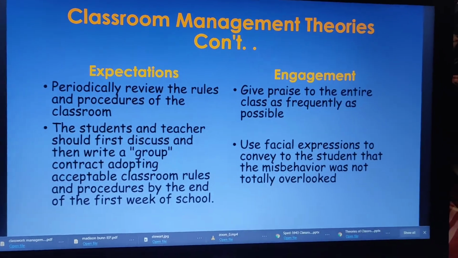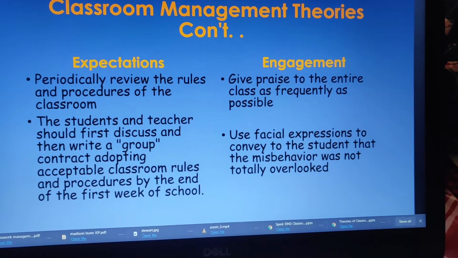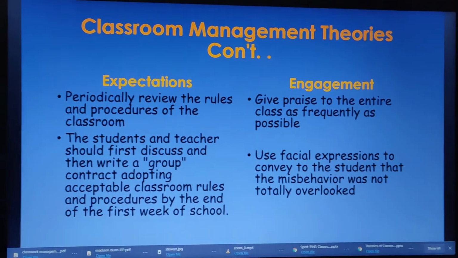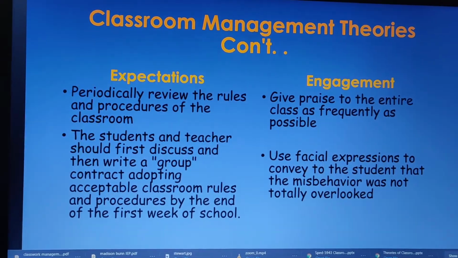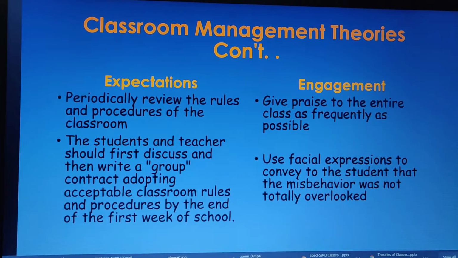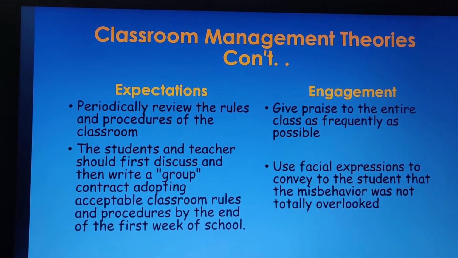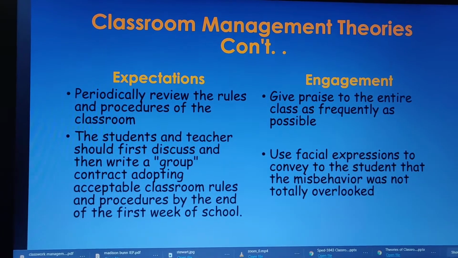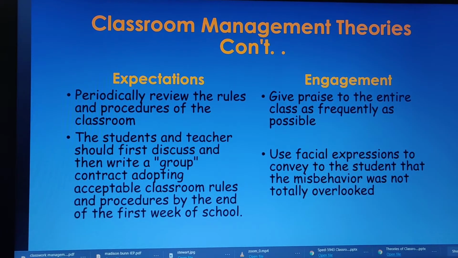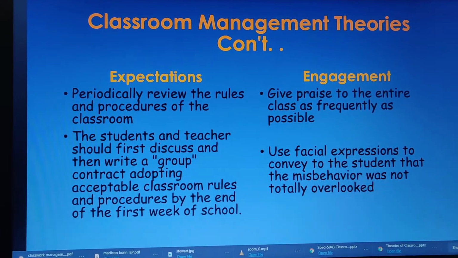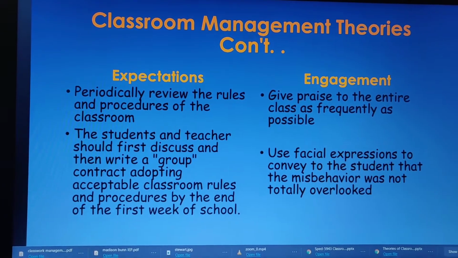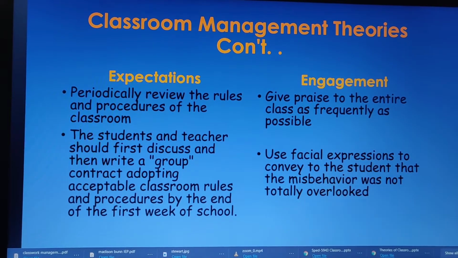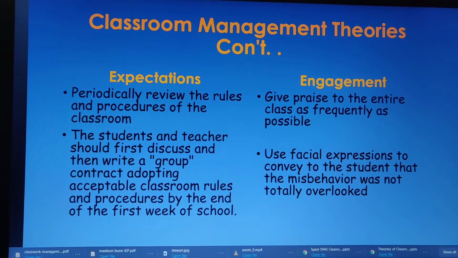Classroom management, the expectations: periodically review the rules and procedures of the classroom with your students. It's important for them to understand not only what is happening in the classroom, but what you expect of them in the classroom. And sometimes you might need to change them up, and it is okay to get their input of what is expected or what they feel like is expected, because sometimes they may feel that things do need to change. The student and teacher should first discuss and then write group contracts, adapting accessible classroom rules and procedures by the end of the first week.